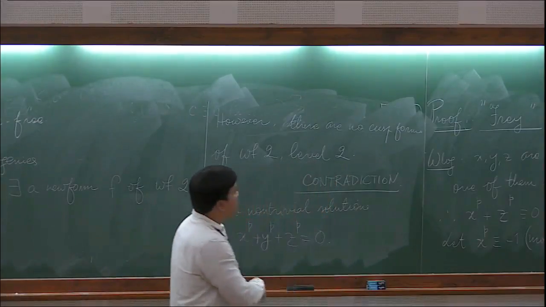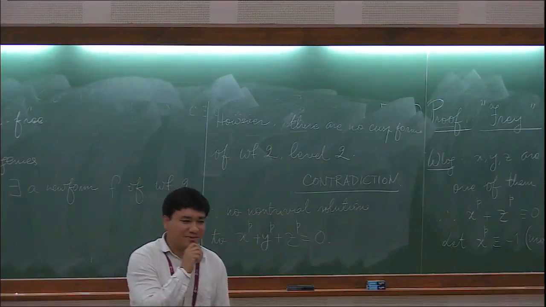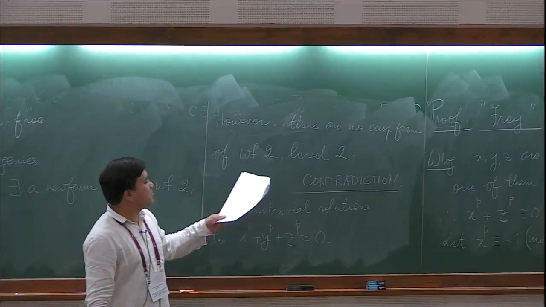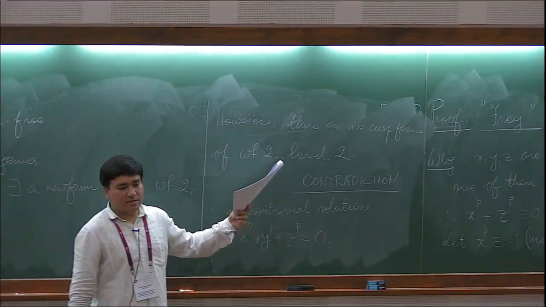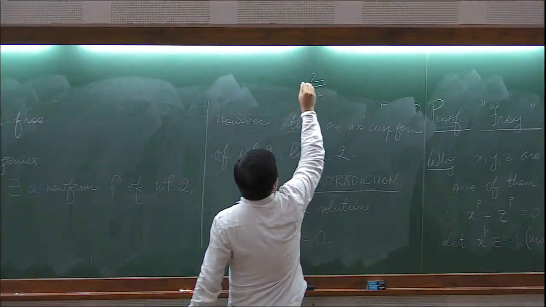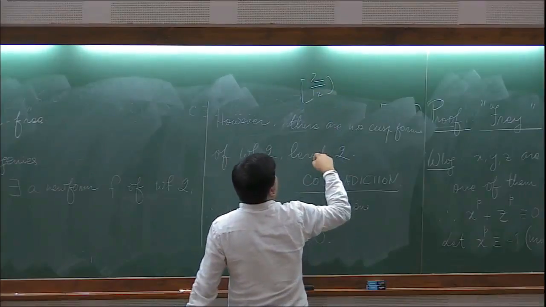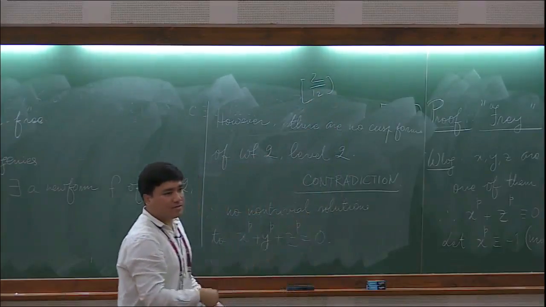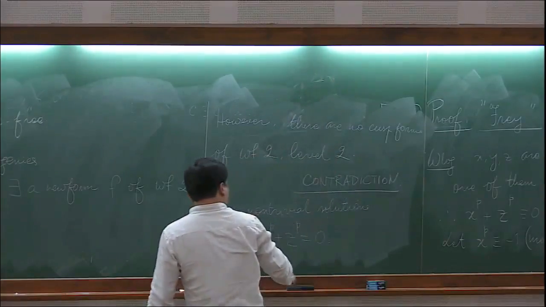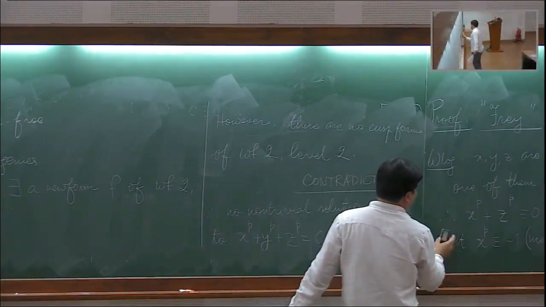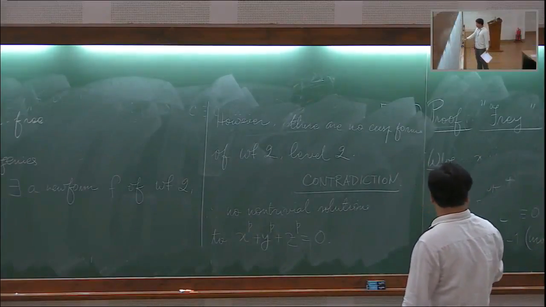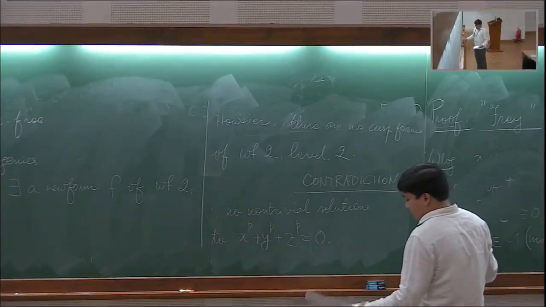I have forgotten the dimension formula. There are no cusp forms of weight 2 level 2. Is it not 2 divided by 12? I don't remember the dimension formula for something like this. Okay, so this is how you prove that there are no non-trivial solutions.